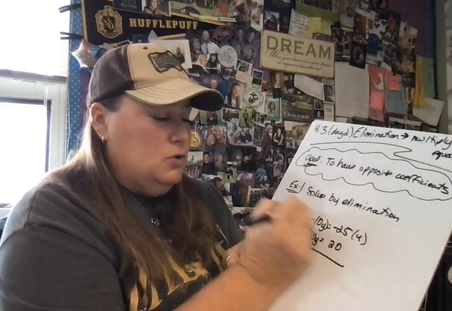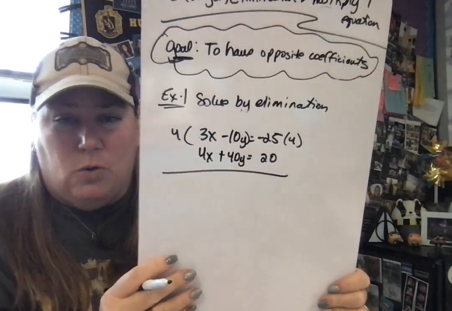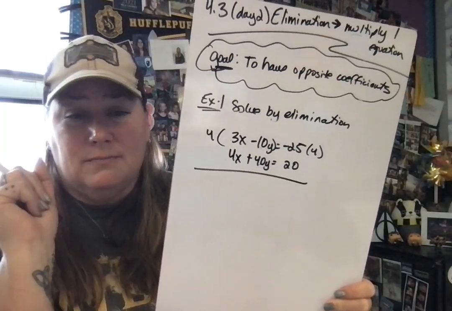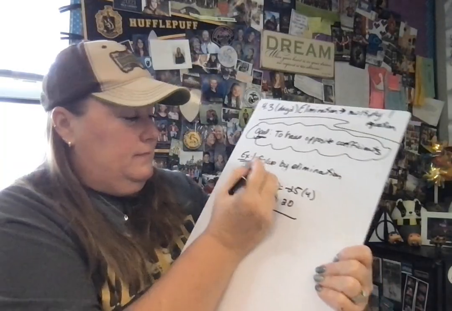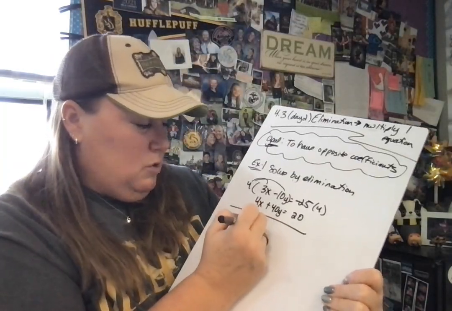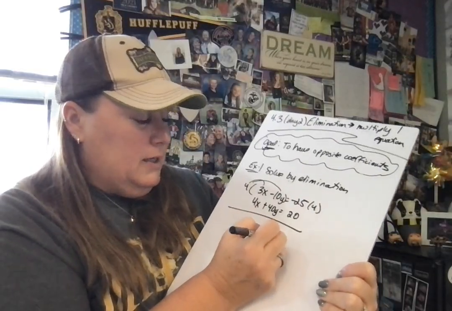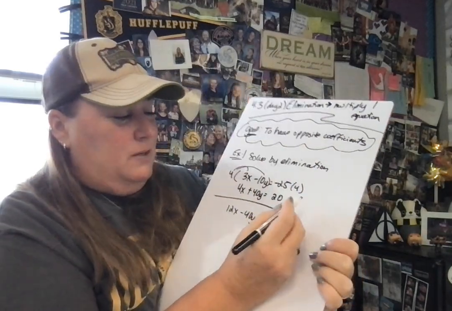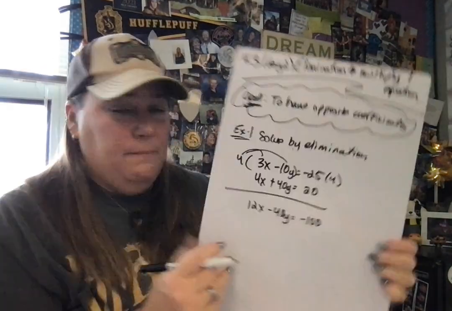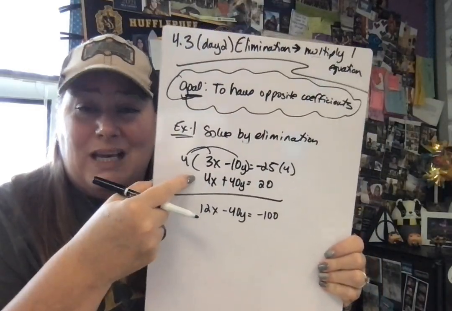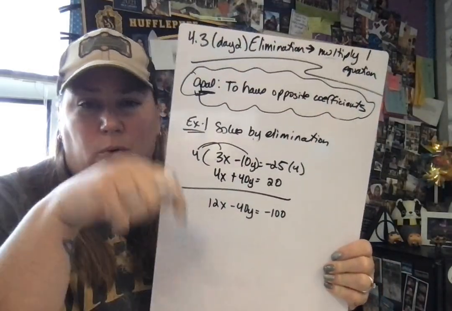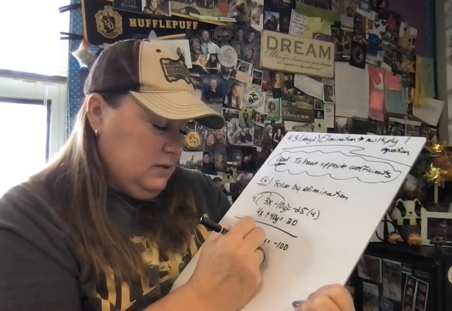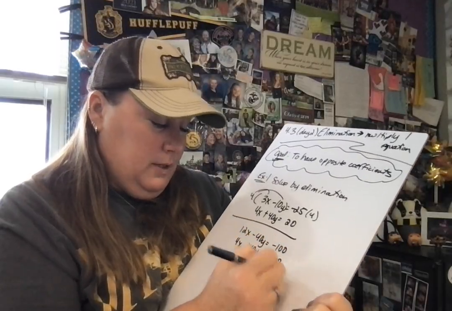So the whole top equation gets multiplied by 4. We don't have to worry about our signs because it's already opposites. Beautiful. Distribute that. So you have 12x minus 40y equals, don't forget this side over here. This is a common mistake that most kids make. Negative 25 times 4 is negative 100. Okay. Rewrite the other equation underneath. We don't work up, we work down. So just rewrite this guy under here: 4x plus 40y equals 20.